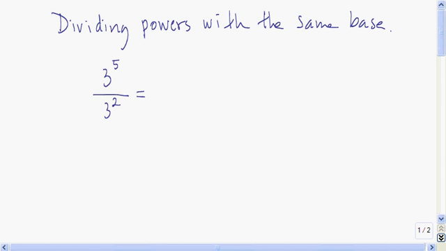Okay, in this video here, I'm going to talk about how to divide powers with the same base. So let's start with this example here. I have 3 to the 5th over 3 squared. So remember, 3 is called the base of each of these. So 3 to the 5th, that's 3 multiplied by itself 5 times.